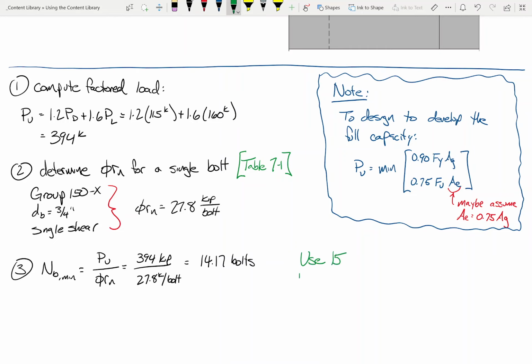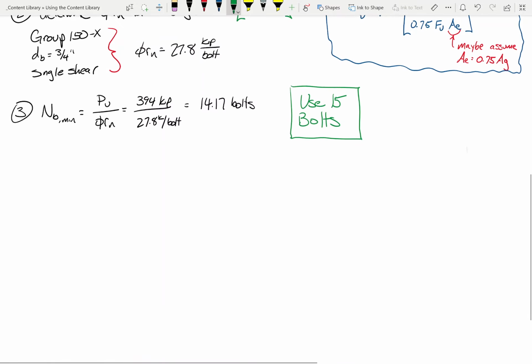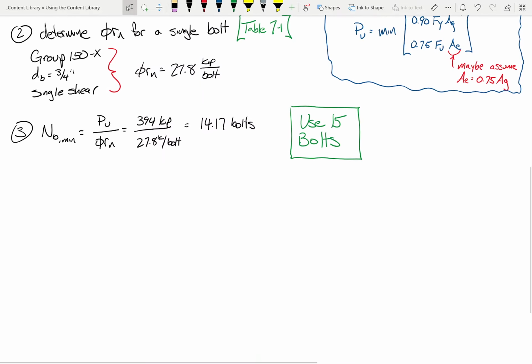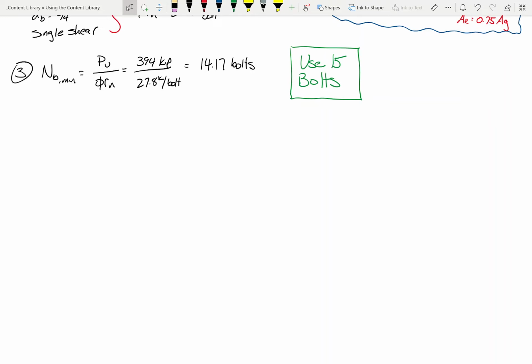Now, I heard somebody say, what about 16? I want to hold off on that discussion point right now because I think we'll have a more intelligent discussion about it here in a second. Like 16 might work, but 15 might work too. So it's all a geometry problem. So now we're going to use 15 bolts, but what does that mean? Well, we need to actually lay it out. We need to actually design the connection. So we need to lay out the connection.